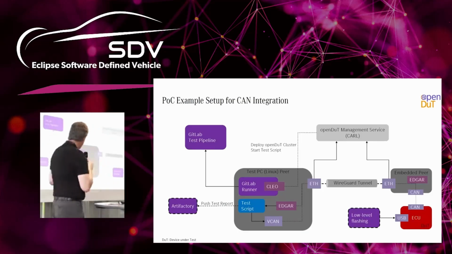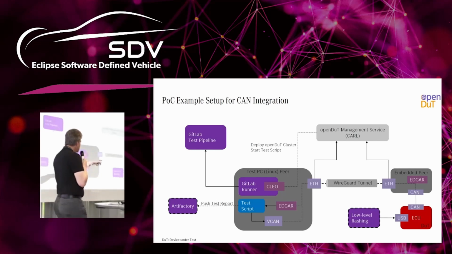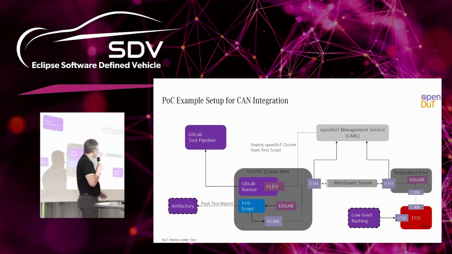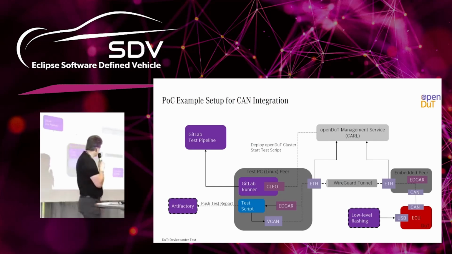Then I have a brief overview of a typical setup that we are using to test the campus integration. We have one peer on one side with an Edgar installed, connecting an ECU, the device under test, via the CAN bus. On the other side, we have a test PC, also a Linux-based computer, running an Edgar service as well, Clio, and it connects through a virtual CAN interface, which is connected to the CAN interface on the other side. And this is defined by configuration on the management server.